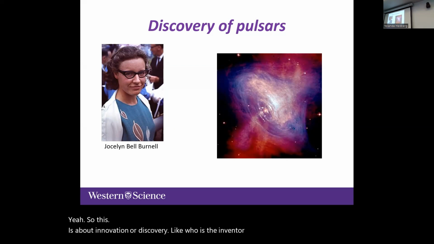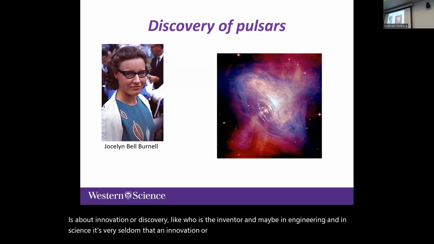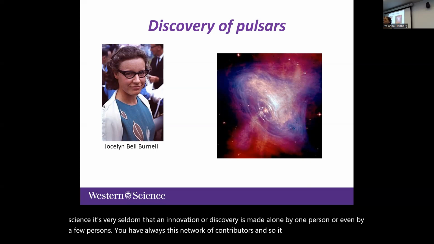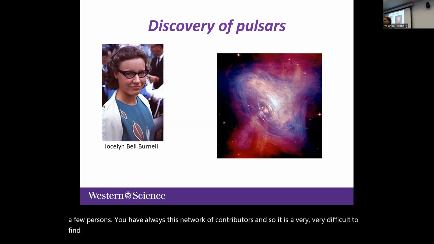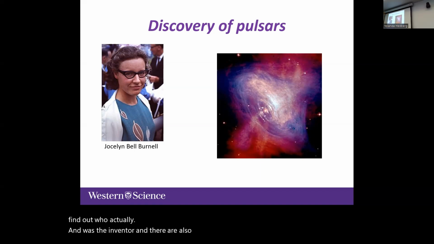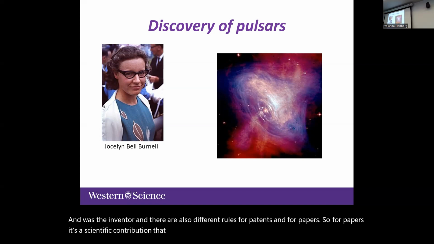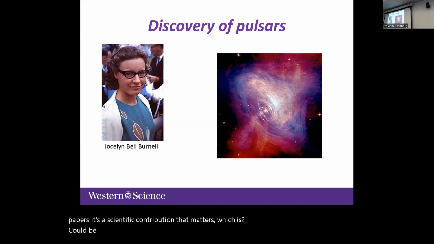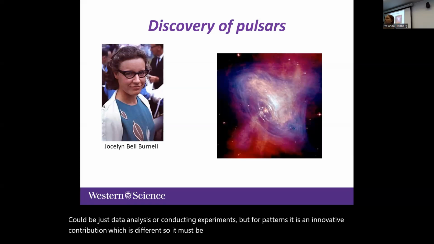And maybe in engineering and in science, it's very seldom that an innovation or a discovery is made alone by one person, or even by a few persons. You have always this network of contributors. So it is very, very difficult to find out who actually was the inventor. And there are also different rules for patents and for papers. For papers, it's a scientific contribution that matters, which could be just data analysis or conducting experiments. But for patents, it is an innovative contribution, which is different. So it must be something different than what has been done before in the field.